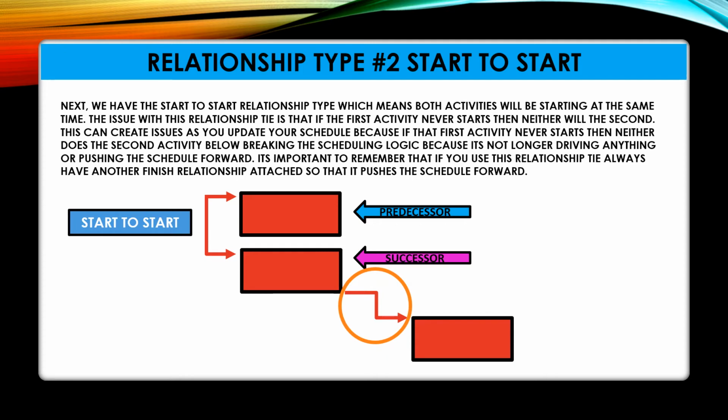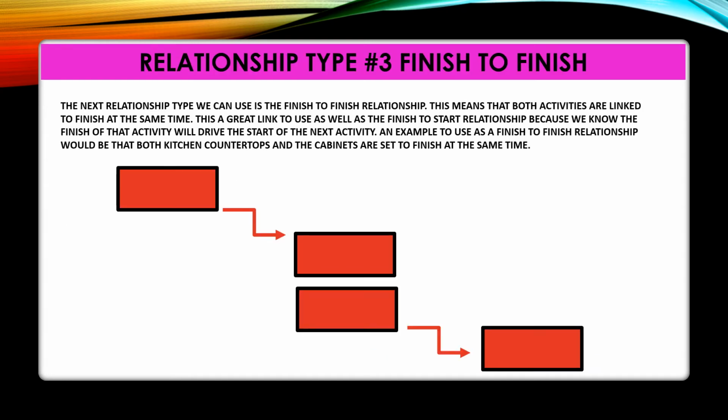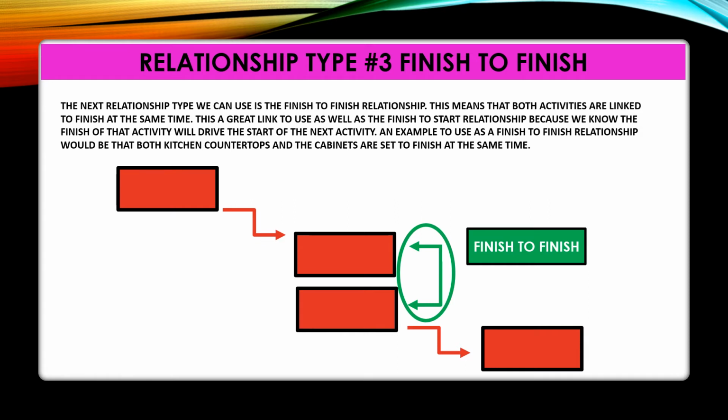The next relationship type that we can use is the finish to finish relationship. That means that both activities are linked together and they're going to finish at the same time. This is a great link to use as well as the finish to start relationship because we know the finish of an activity will drive the start of the next activity. An example that we can use as a finish-to-finish relationship would be both the kitchen countertops and the cabinets are set to finish at the same time.